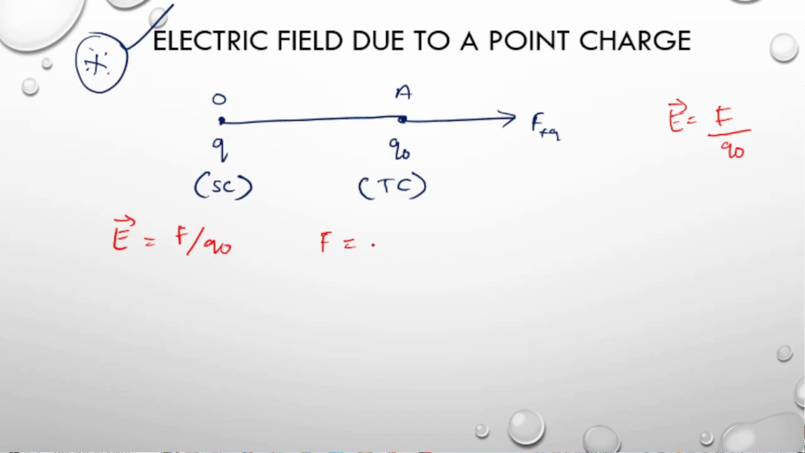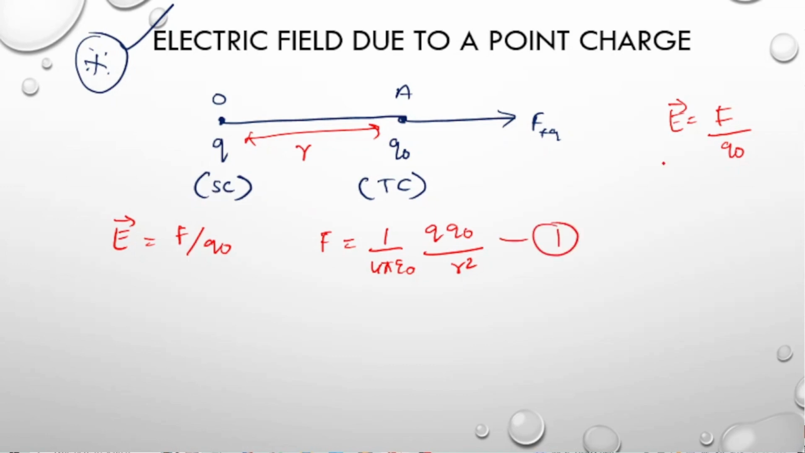So force is equal to 1 by 4 pi epsilon naught, here two charges are there, Q q naught by r square, right? The distance between them, let it be r. The distance between them is r, so r square. So now this is your force. Let this be the first equation, and the test charge is q naught itself.